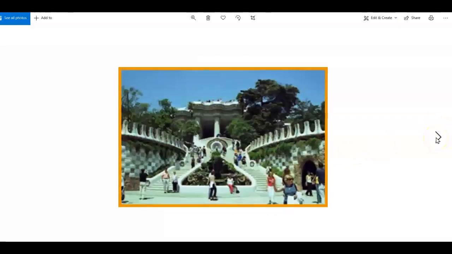Here's another piece. This is Parque Güell by the architect Antoni Gaudí in Barcelona. Symmetrical piece. One side looks like the other.